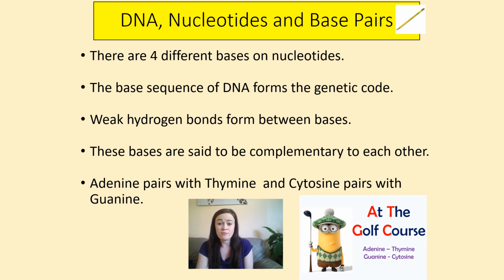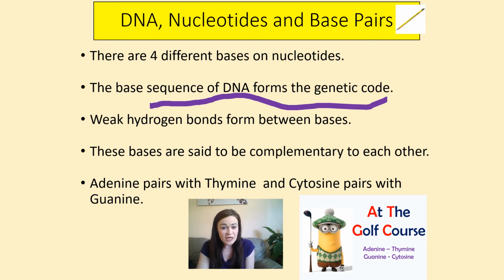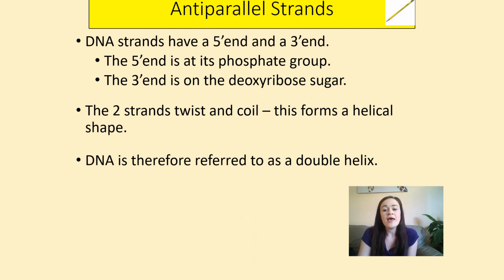I didn't talk about that, but you should be pretty confident of that from National 5. And it's weak hydrogen bonds that form between our bases, and again, they are complementary to each other: A pairing with T, C pairing with G. New information though, anti-parallel strands. The DNA strands have a 5' end and 3' end. The 5' end is where the phosphate group is. The 3' end is where the deoxyribose sugar is. The 2 strands twist and coil, forming a helical shape, and it's therefore referred to as a double-stranded helix.